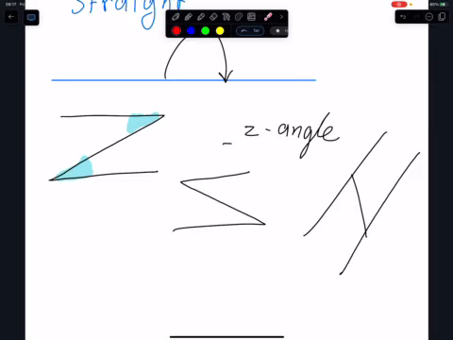If you notice at the Z shape as well, this is what? A stretched line. So from here to here, it's 180 degrees. The more you practice, the more you see it.